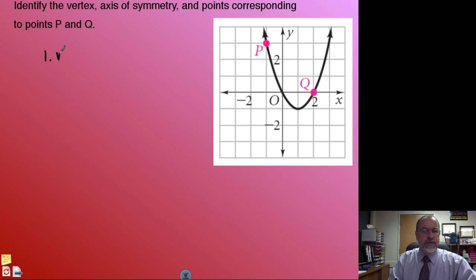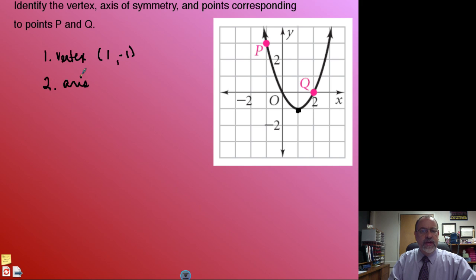The first thing is we want to identify the vertex. Remember, the vertex is a coordinate, so I'm going to have an x and a y. I simply find the vertex right here, and then I read the coordinates, being careful to look at the scales because the scales will change. Here the scale is 1, so over 1, down 1, so my vertex is at 1, negative 1.